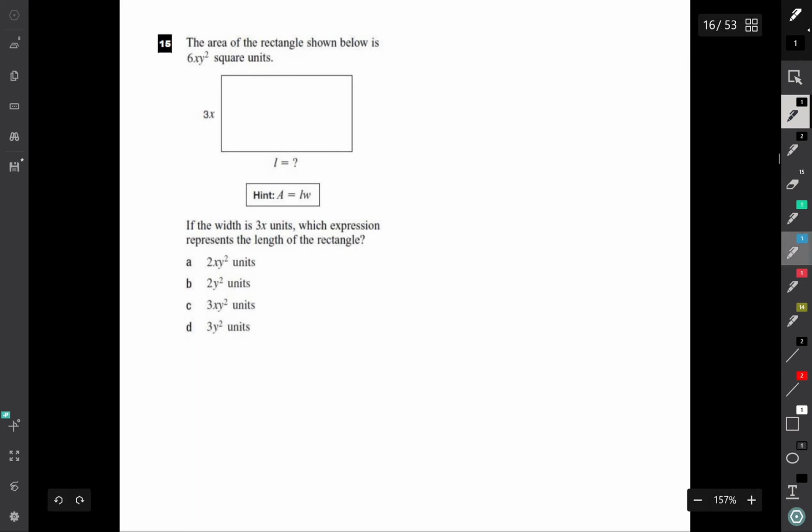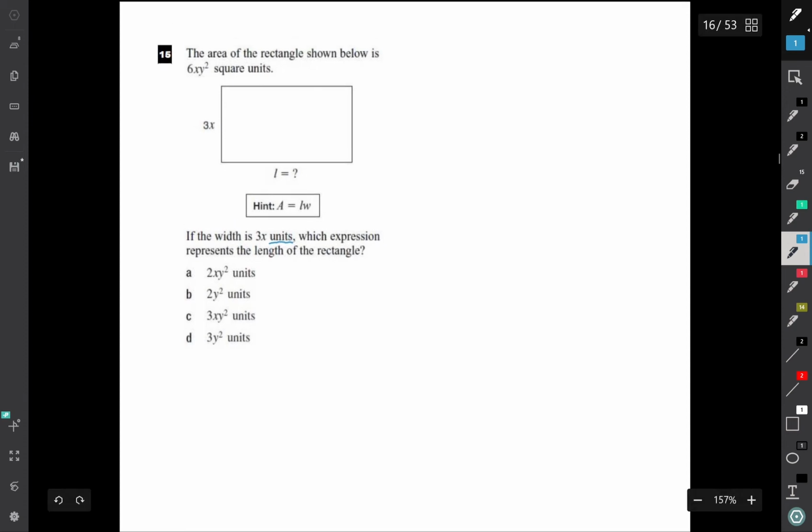I just want to point out one thing for our English language learners. When it says 3x units, units could mean meters, it could mean centimeters, it could mean kilometers, right? So when it says units, it's just a general term, all right?